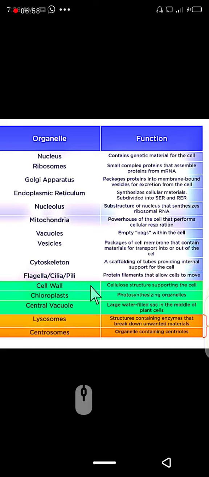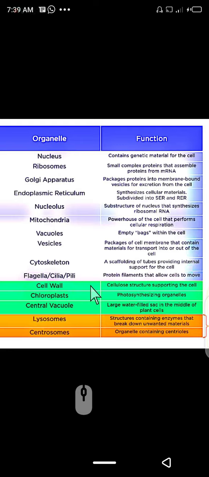Flagella, cilia, pili, they have the same function: protein filaments that allow cells to move. Then here we have the cell wall, the chloroplast, and the central vacuole in plants. The cell wall is the cellulose structure supporting the cell.